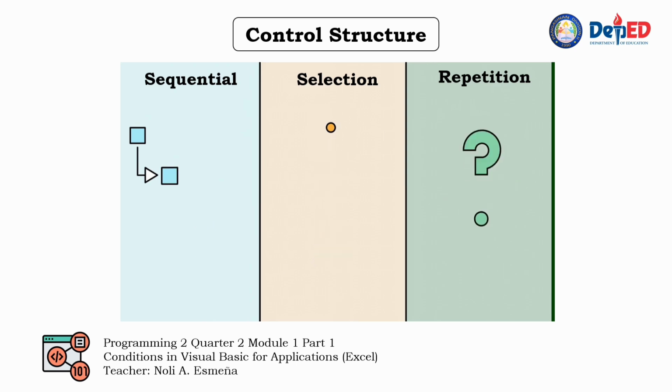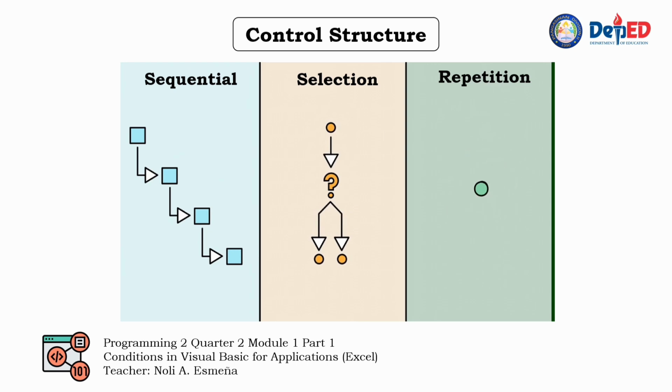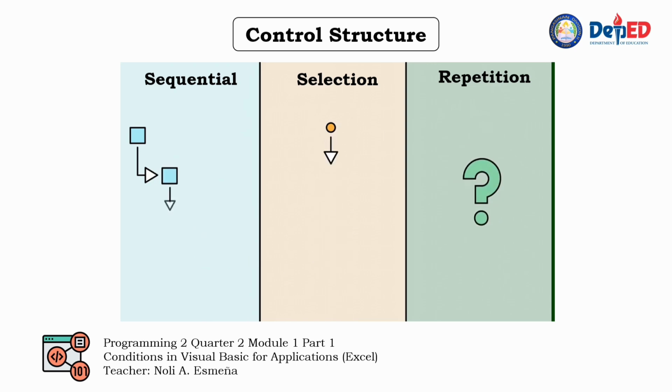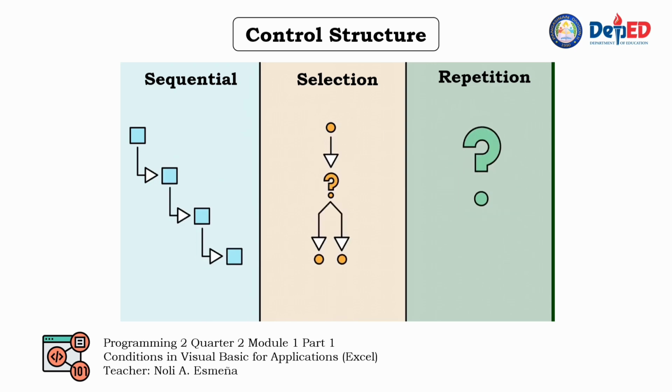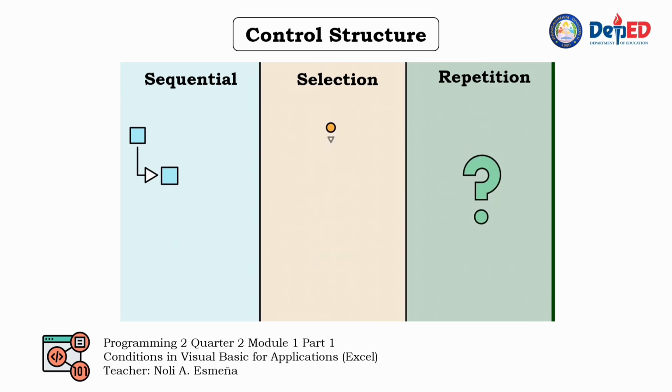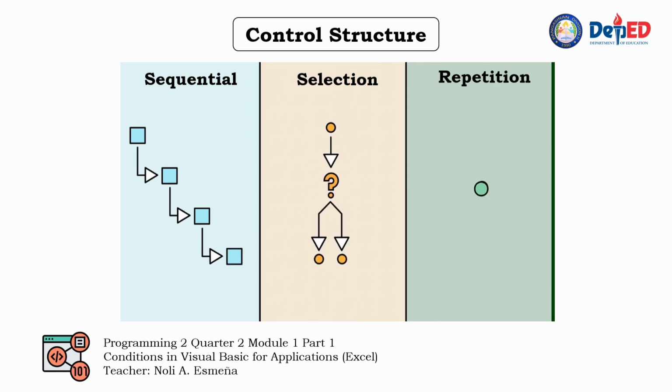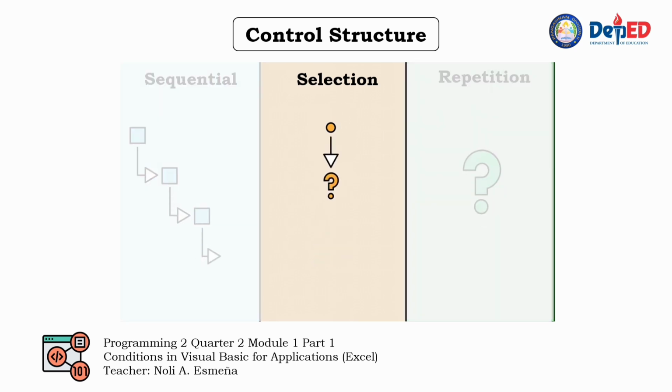Recall that programs, may it be simple or complicated, are structured in three different ways. The program could be in sequential structure, which follows a step-by-step procedure, or follows the selection structure, which involves the computer deciding what to do next. Or it could also be in repetition structure, which involves looping of a certain step until a goal is met. But in this video, we will only be focusing on the selection structure.